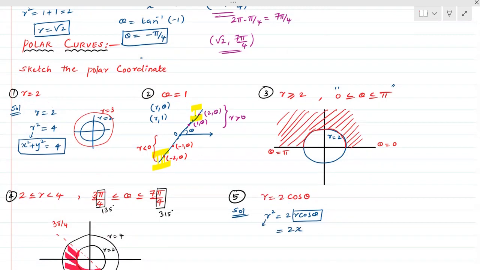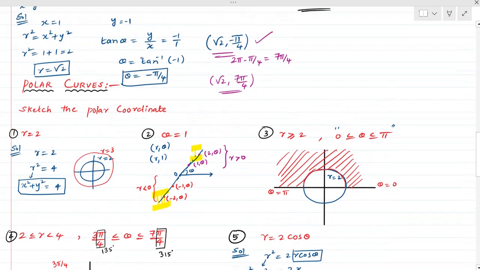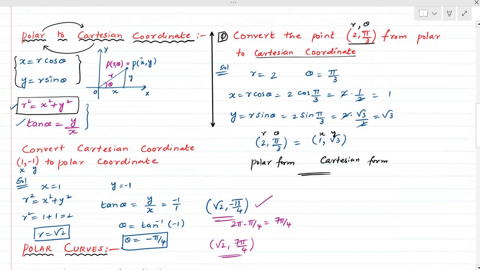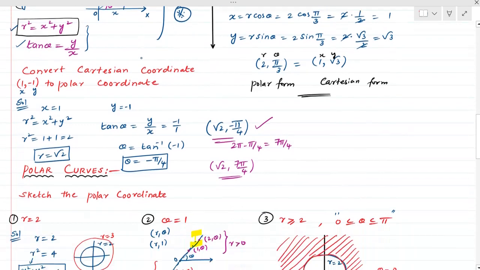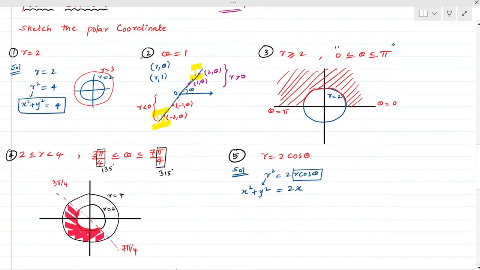And here this one is what? x square plus y square, by using the definition above. That's why this one is very, very important: conversion of polar to Cartesian. So now if you bring it here, you will get x square minus 2x plus y square equals 0.